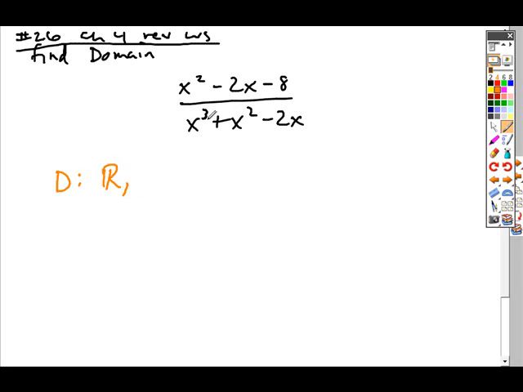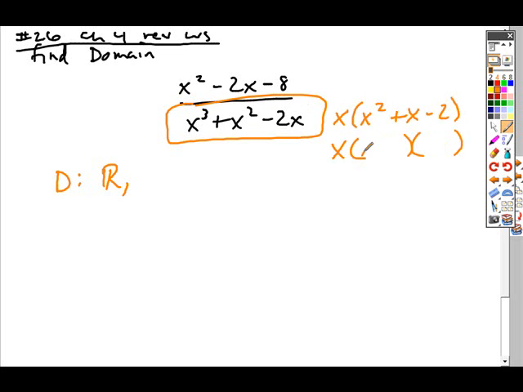So to find the domain of a rational expression, all you do is find what values of x would make your denominator equal to 0. So what we need to do is just factor our denominator. If we remove a common factor of x, and then continue to factor this, the two factors of -2 whose sum is +1. Okay, so here are the factors of our denominator.